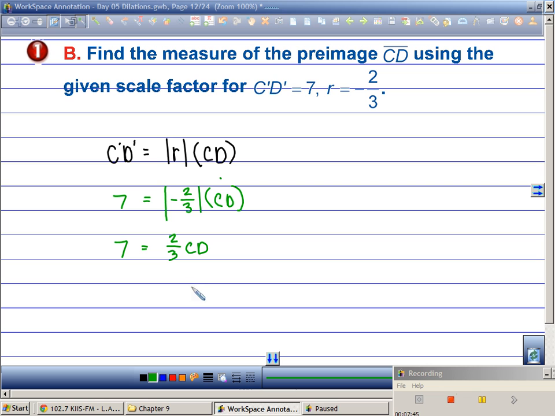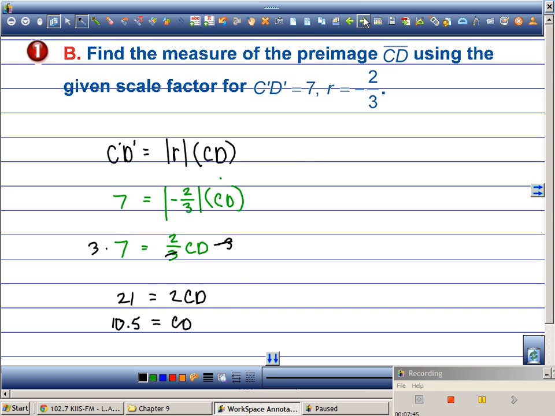Whenever you see fractions, you should be thinking clear the denominator. So to clear the denominator, what would I multiply both sides by? 3, which would give me 2 CD equals 21. So 1 CD equals 10.5. And I'm going fast because I heard that 7-minute bell. Ready?